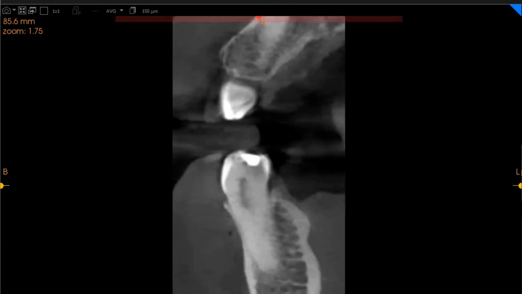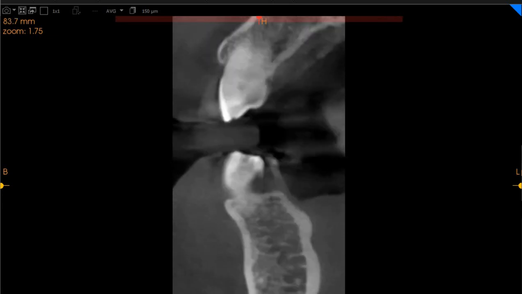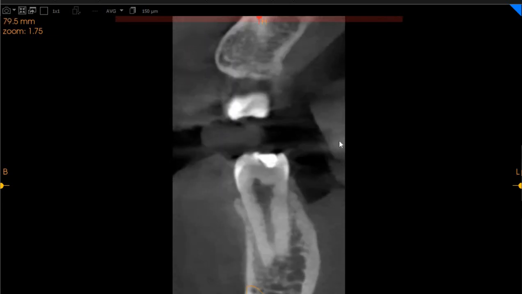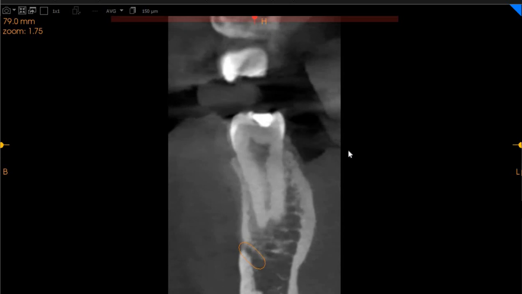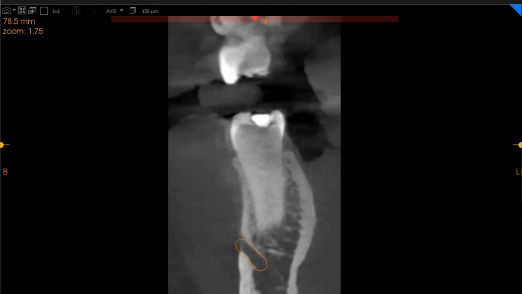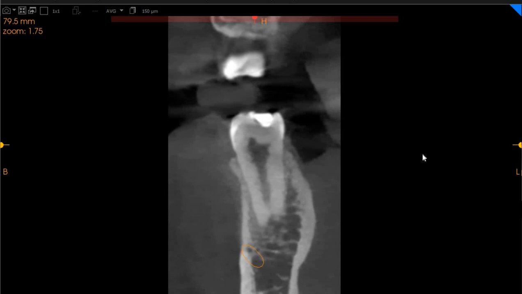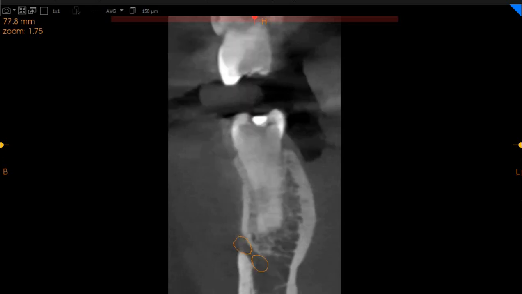Now moving to the lower right region, the lower right second premolar, you can very clearly see has a single root, but with a little bit of a bifurcation at the apex of this tooth. It has a curved canal right at the apex. We've got one single canal here, and we don't see any signs of cracks. We will check the other views for verification.